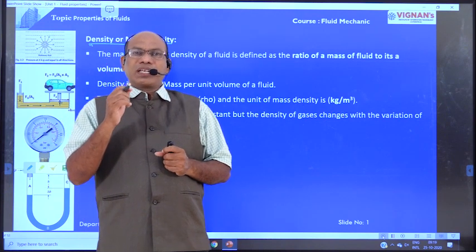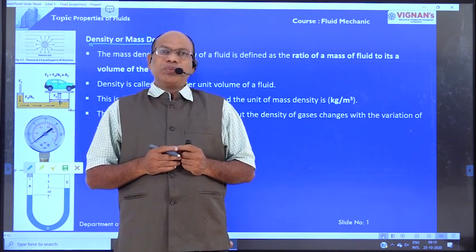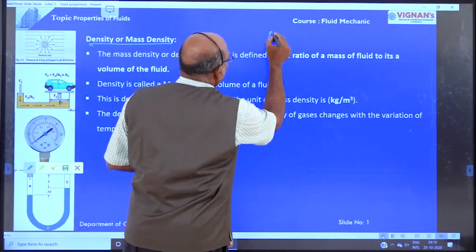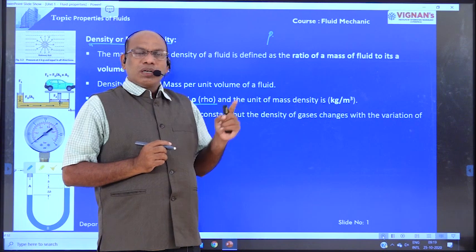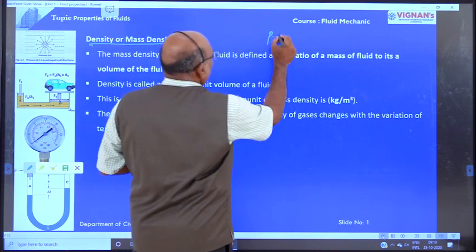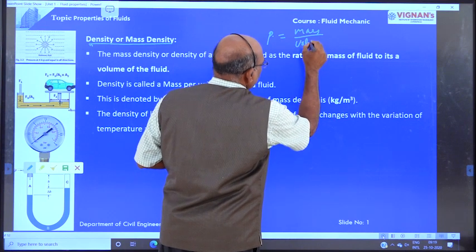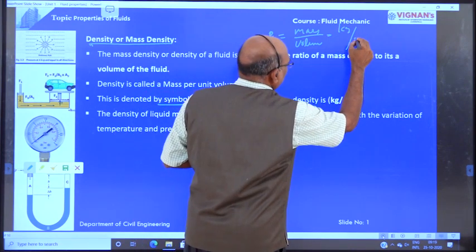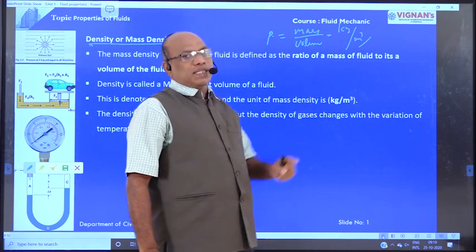Density is defined as the ratio of mass per unit volume. It is denoted by the symbol rho. Mass density is defined as the ratio of mass per unit volume. Therefore, mass density equals mass per volume. Mass units are kg in the SI system, and volume units are meter cube in the SI system. Therefore, mass density units are kg per meter cube in the SI system.